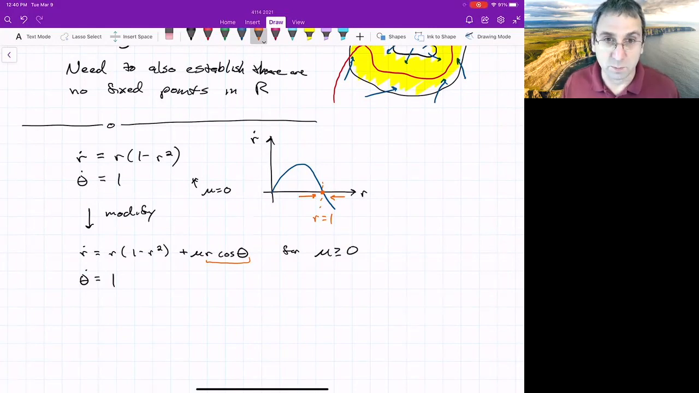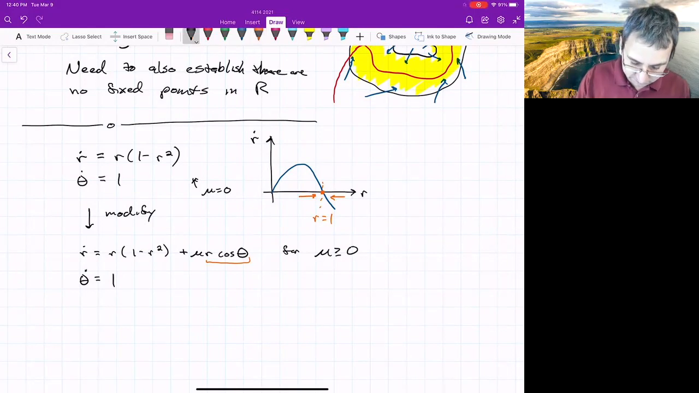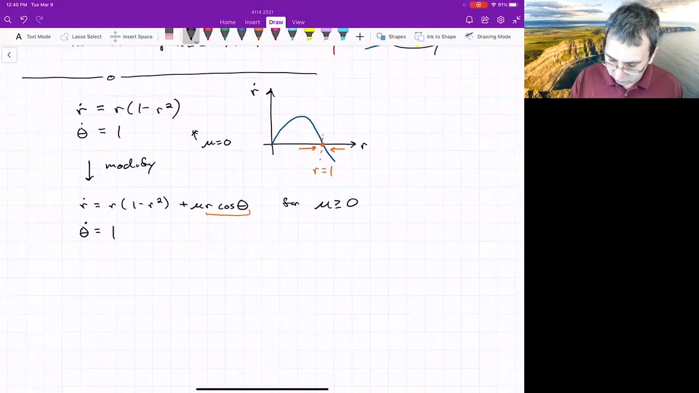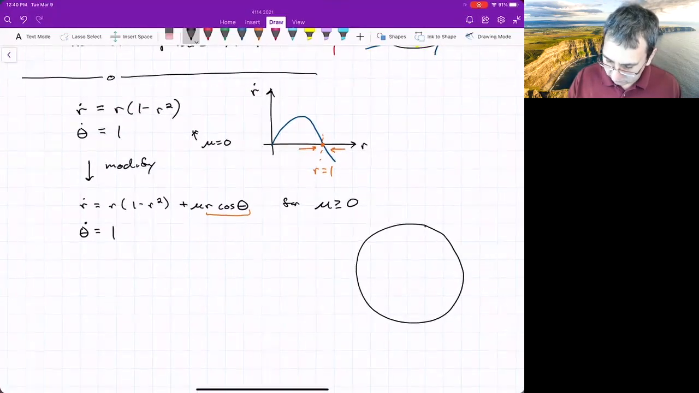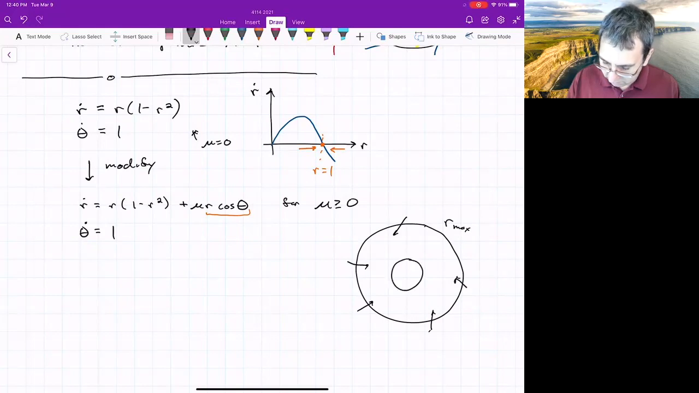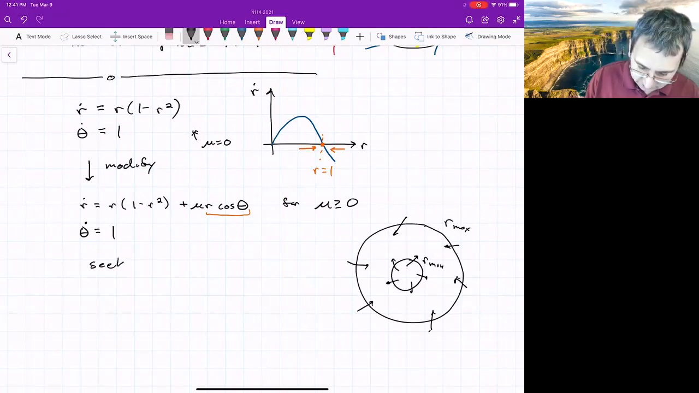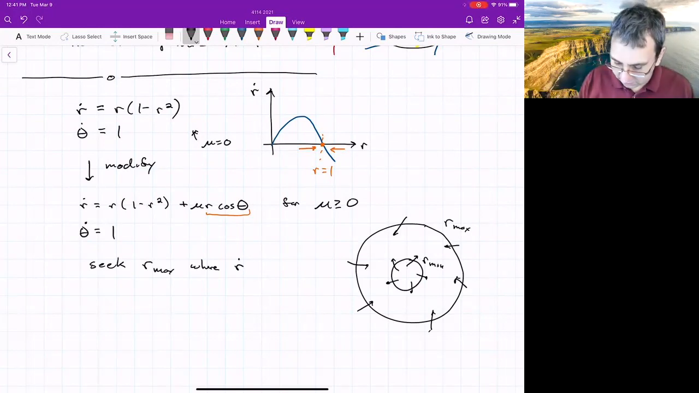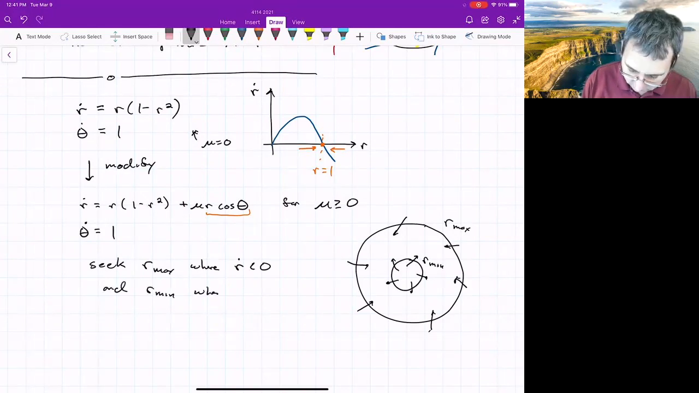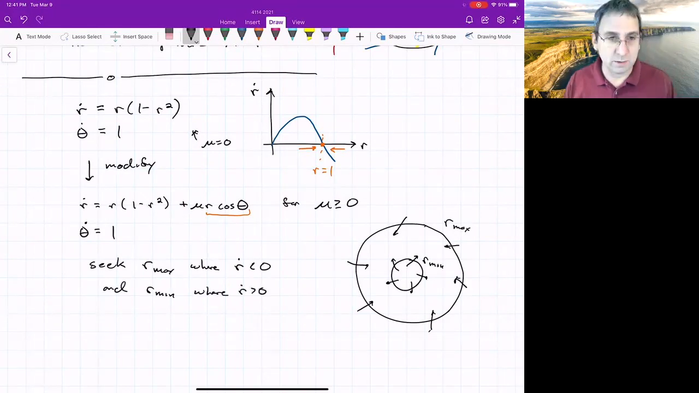We could use the approach of the Poincaré-Bendixson theorem. And in this case, theta dot is a constant, it's 1. If we could find two radii, let's say R max, where the vector field is pointing inward, and then an R min, a minimum radius, where the vector field is pointing outward, then we've established a trapping region. So we seek a radius R max where, for things to be pointing inward, we need that R dot is less than 0, and an R min where R dot is greater than 0. That'll give us what we're seeking.